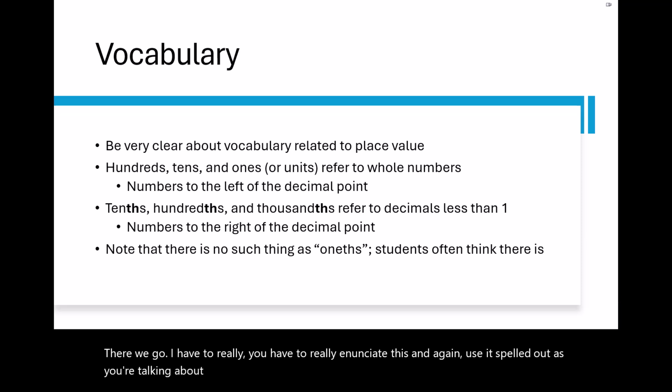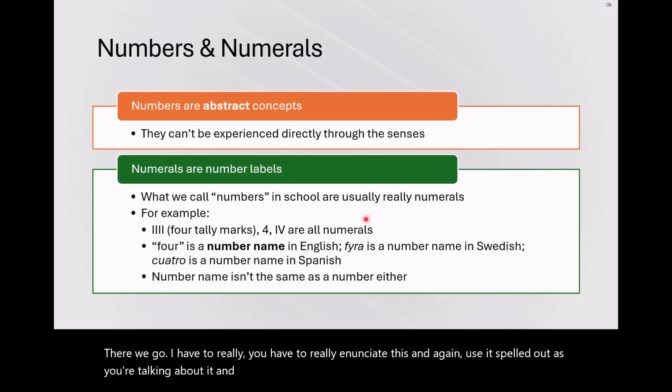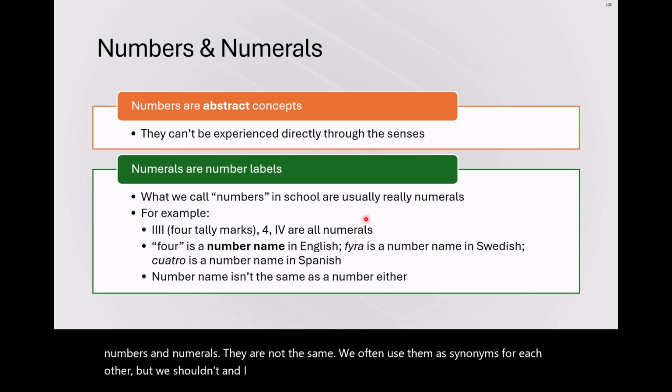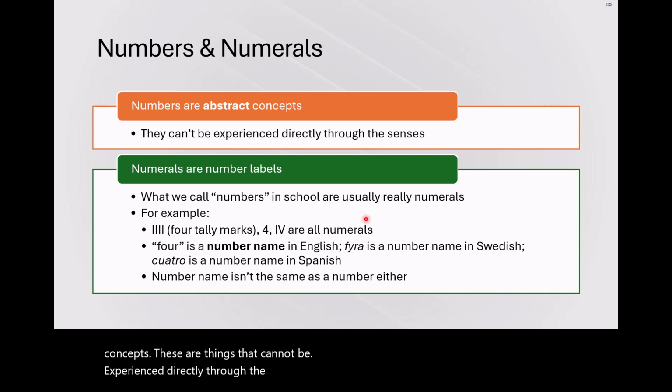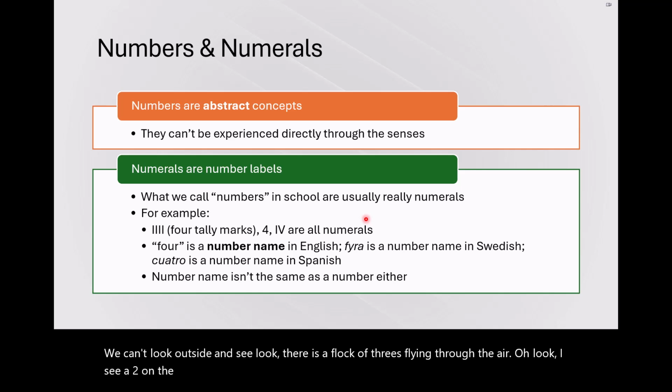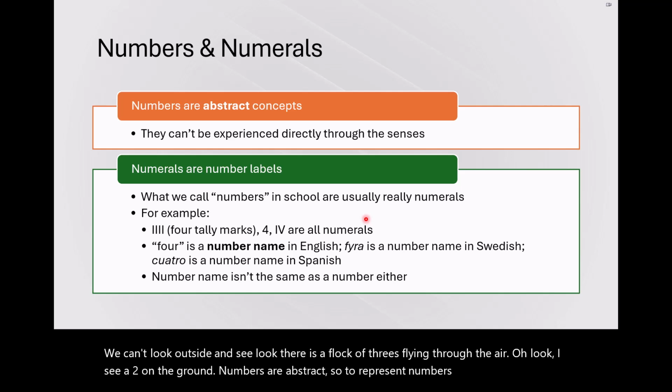And the final vocabulary thing to talk about is the difference between numbers and numerals. They are not the same. We often use them as synonyms for each other, but we shouldn't. And I am guilty of this as well. I try not to. Numbers are abstract concepts. These are things that cannot be experienced directly through the senses. In other words, we can't touch or taste or feel or smell a number. We can't look outside and see, look, there's a flock of threes flying through the air. Oh, look, I see a 2 on the ground. Numbers are abstract. So to represent numbers, we use numerals.